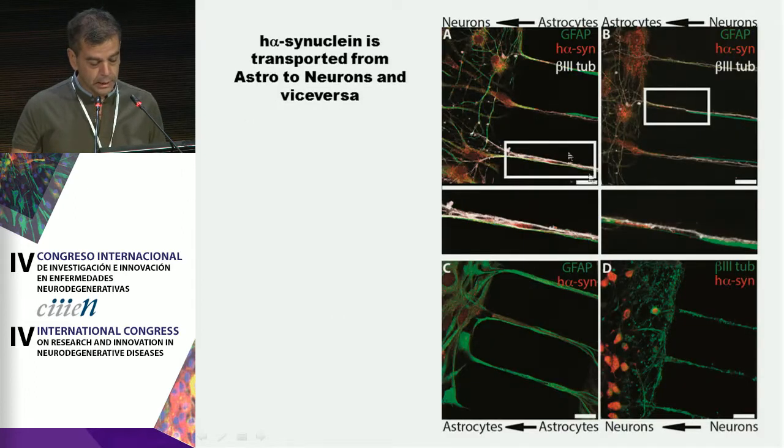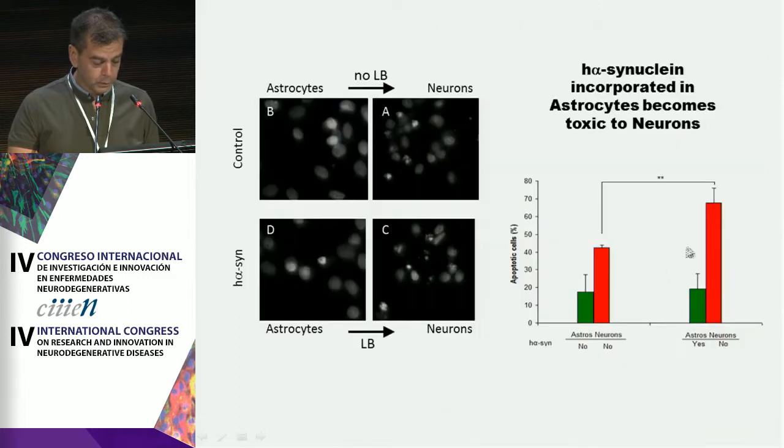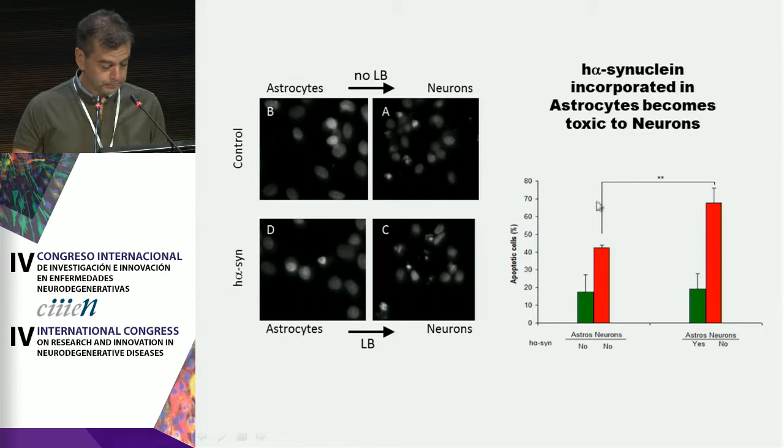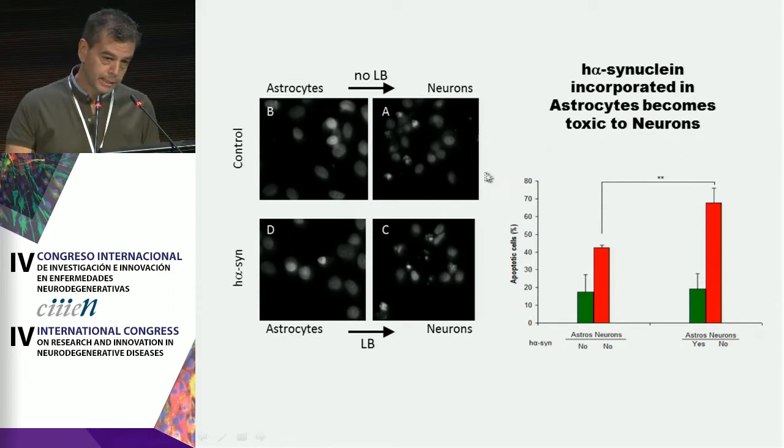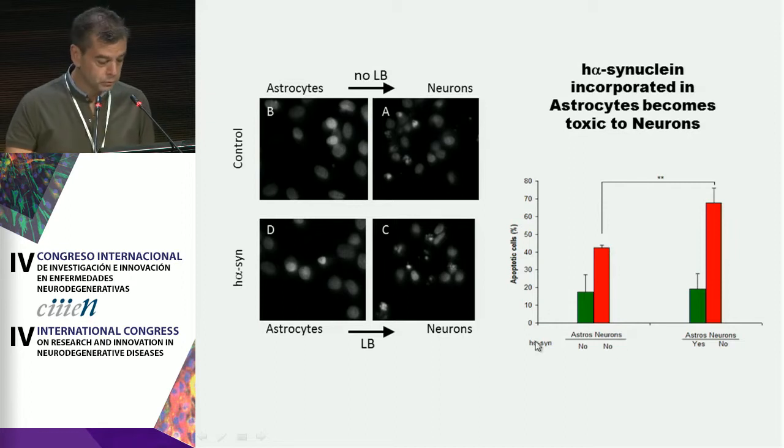As you can see, exogenous alpha-synuclein can be transported from astrocytes to neurons, from neurons to astrocytes, from neurons to neurons, and astrocytes to astrocytes. Moreover, we observed that when we incubated astrocytes with human alpha-synuclein, we observed neuronal apoptosis in the other part of the microfluidic chamber, indicating that alpha-synuclein transported from astrocytes can be toxic to neurons.